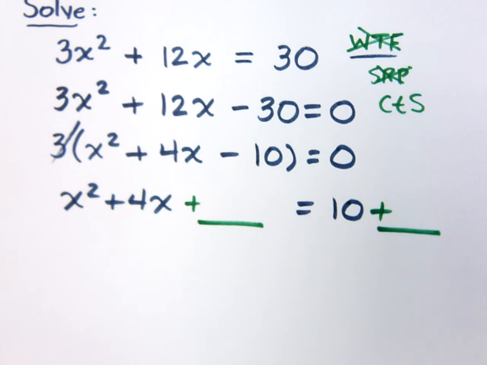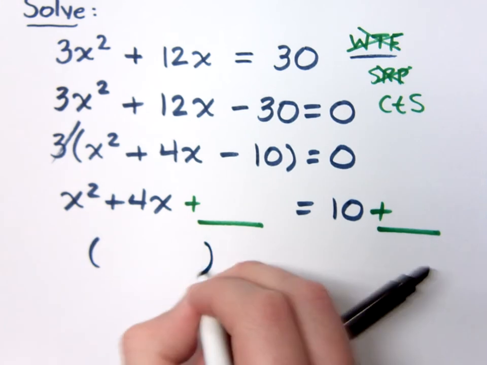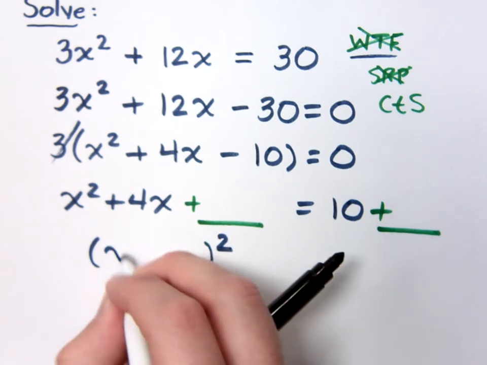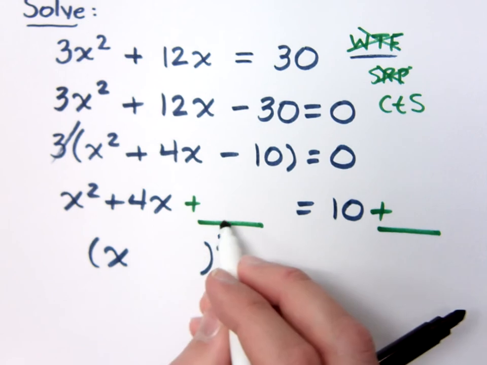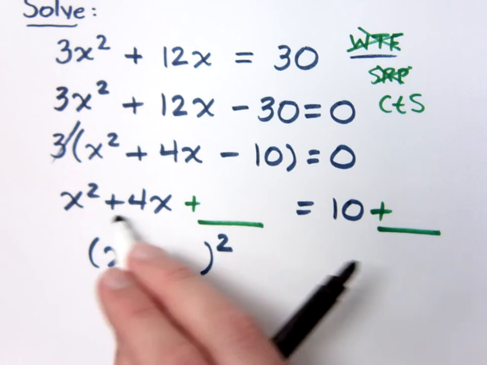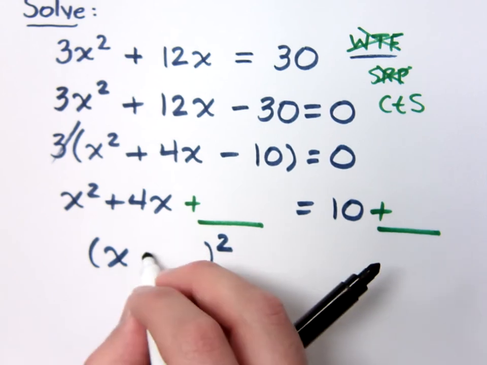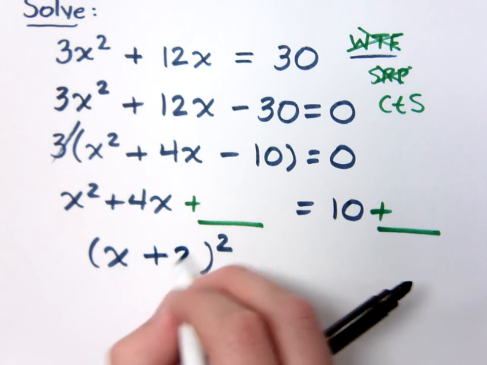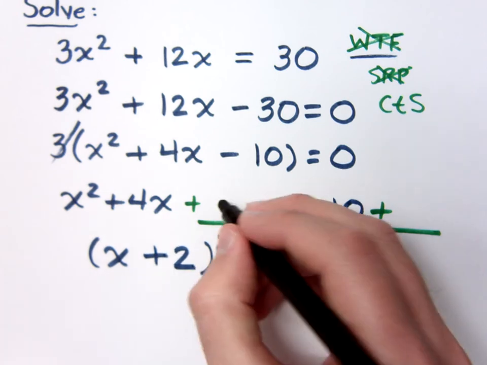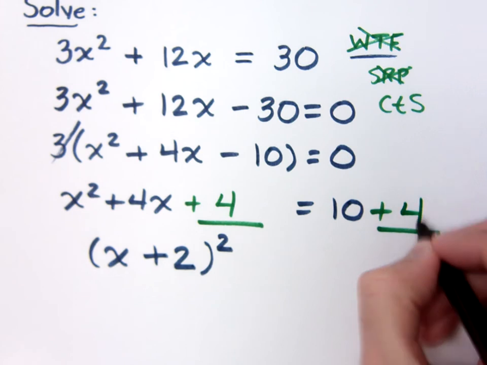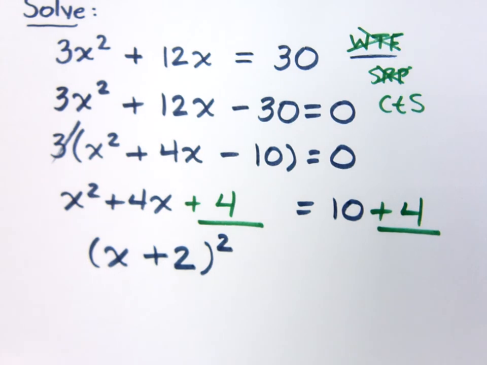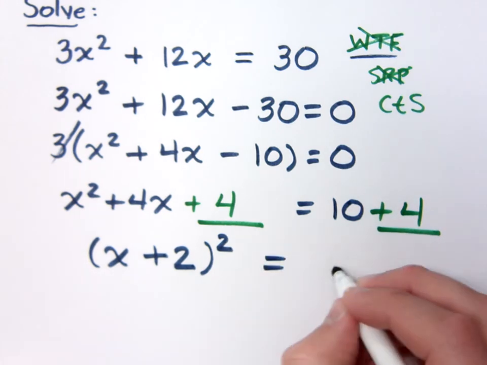Now, we've already talked about this. We want to add something so that I get a square. What is the number that I'm going to have to put in the factor form? What's half of this guy? 2. Positive 2. What happens when you square it? 4. So I'm adding 4 to both sides. Do you all agree? Yes. So x plus 2 squared equals 14.